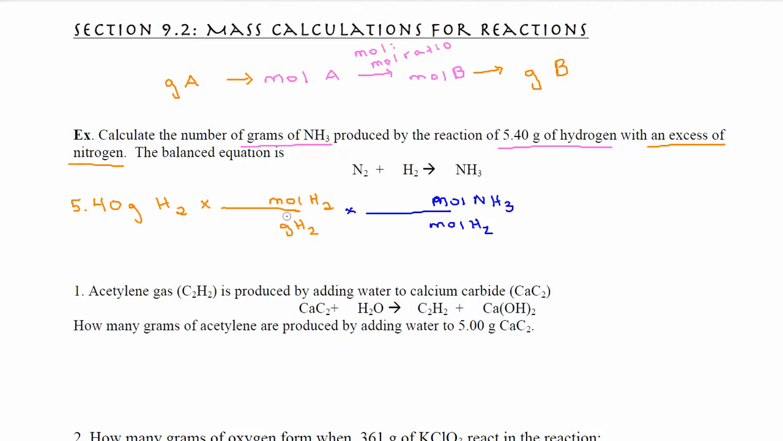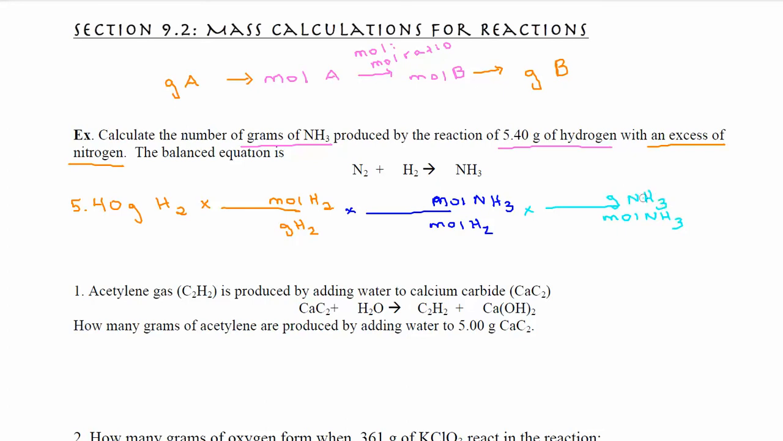I know this first relationship is just the molar mass. I know this second relationship is just the mole-to-mole ratio, which I will put in a second. I've got one more conversion to go because I want to find the number of grams of NH3. So I'm going to crisscross swoosh again: moles of NH3 on the bottom and grams of NH3 up top.